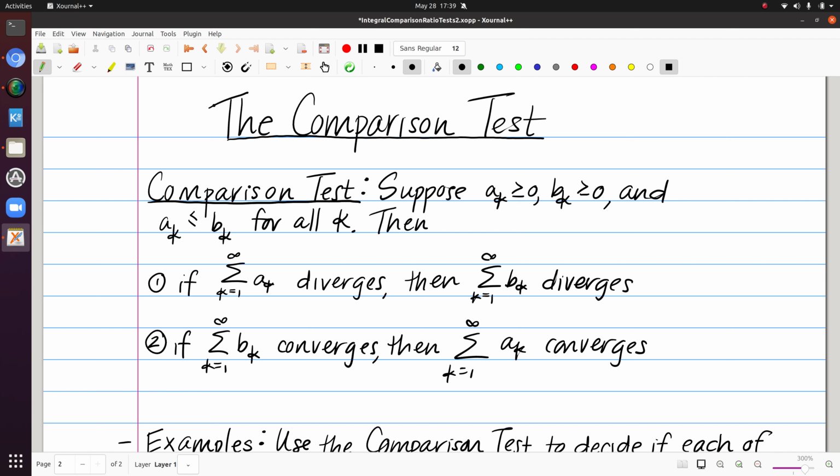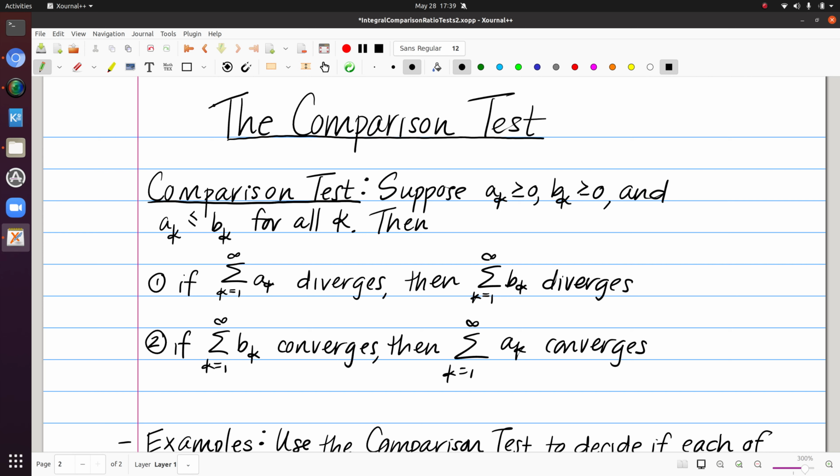So our setup here is we're going to assume both of our series have positive terms, or I should say non-negative terms. Let's call those terms a sub k and b sub k. And we'll also assume that we know for all k that a sub k is less than or equal to b sub k. Then in that case, there are going to be two possible useful conclusions. If we happen to know that the sum of a sub k, the smaller sum, diverges, then it must be true that the sum of b sub k diverges as well.